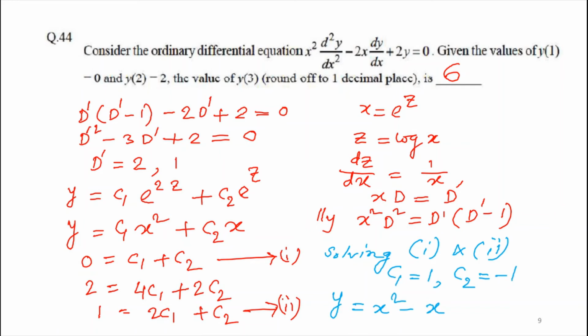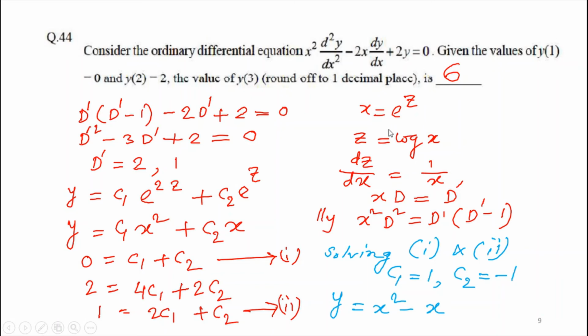Question number 44. Consider the ordinary differential equation x squared d2y dx2 minus 2x dy dx plus 2y equals to 0, given the values of y(1) equals to 0 and y(2) equals to 2. The value of y(3) rounded up to 1 decimal place is. This is a homogeneous ordinary differential equation given. We know how to solve this.